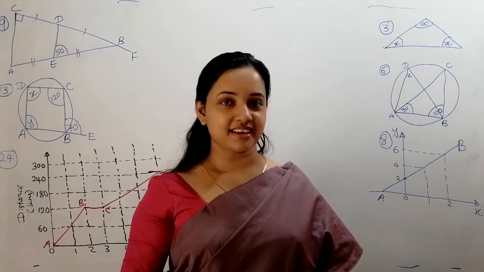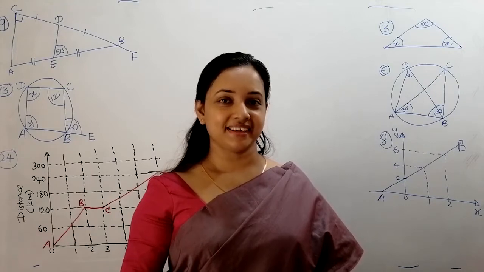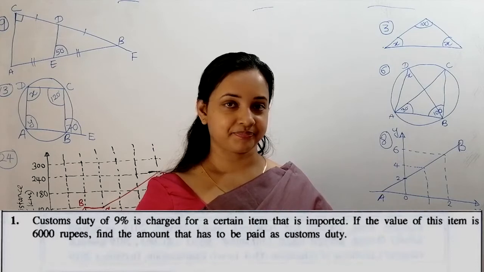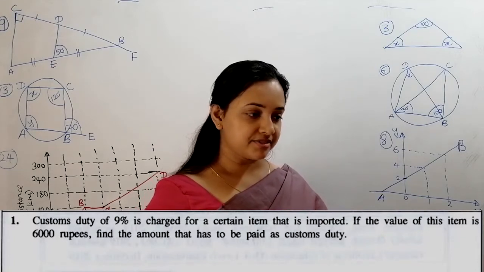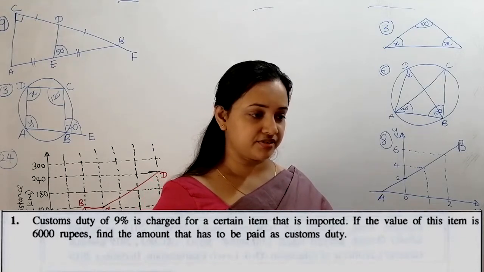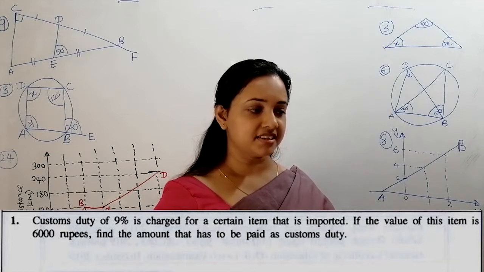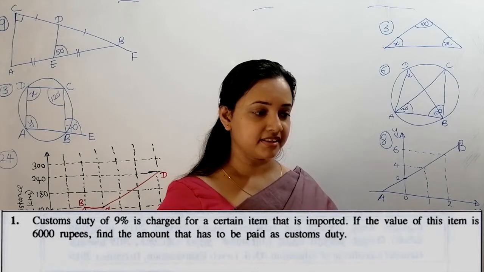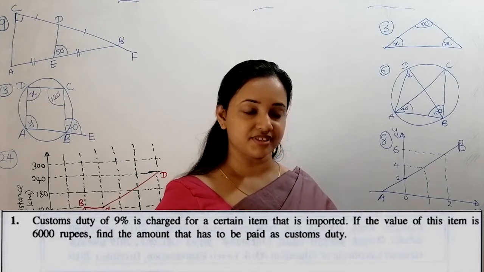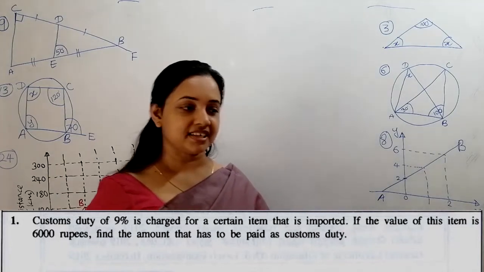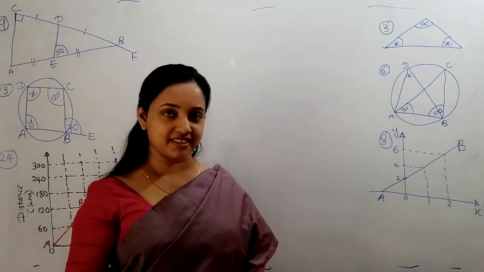So, today we are going to discuss 2019 paper 1. Here we will discuss paper 1 part A. Look at the paper, question 1. Customs duty of 9% is charged for a certain item that is imported. If the value of this item is 1000 rupees, find the amount that has to be paid as customs duty. Then what is the value of the item? The item is 1000 rupees.